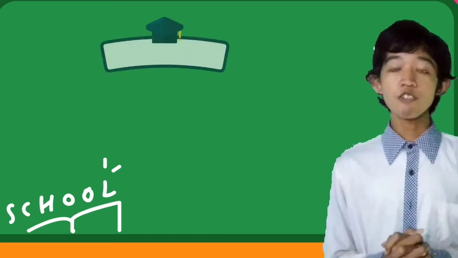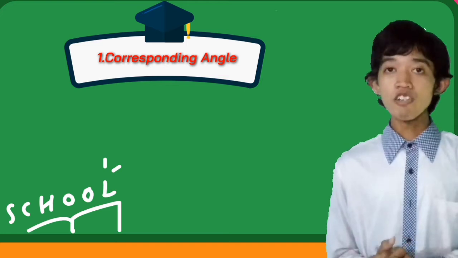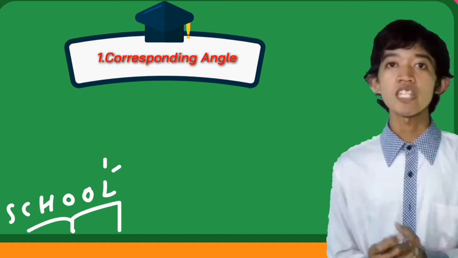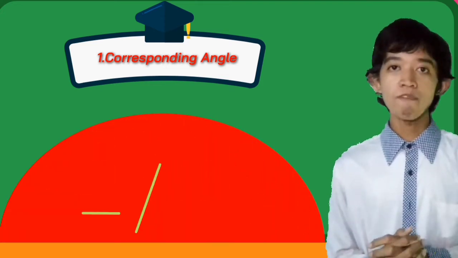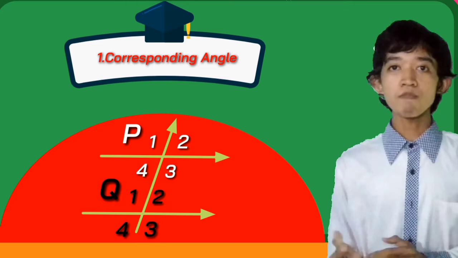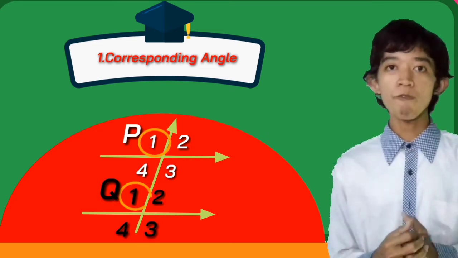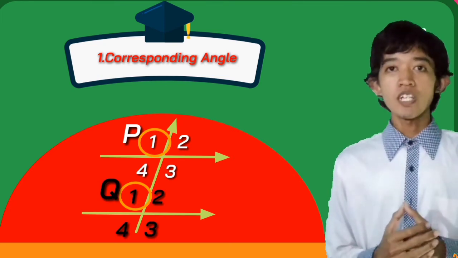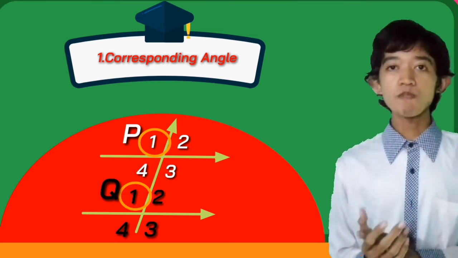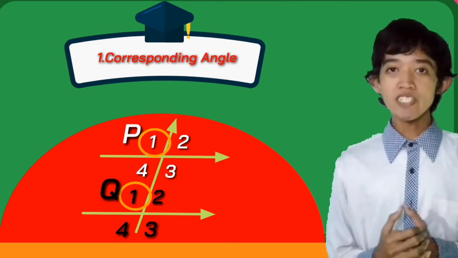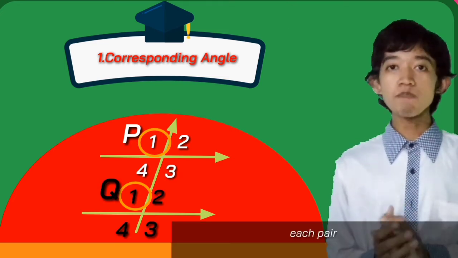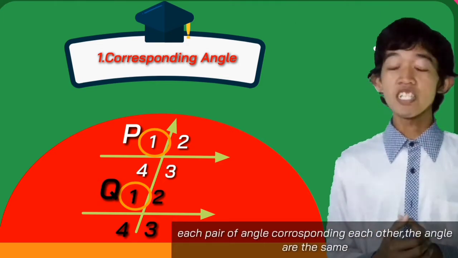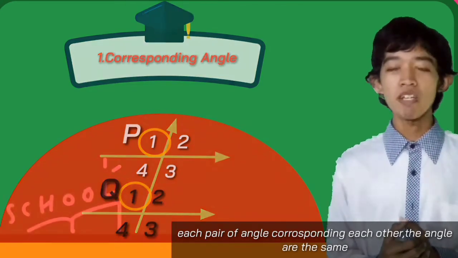Okay, first is corresponding angles. Corresponding means corresponding in the same direction. Example of the first point: angles P1 and Q1 face the same direction, namely the upper left. That's why it's called corresponding angles, which is the keyword for each pair of angles corresponding to each other. The angles are the same.